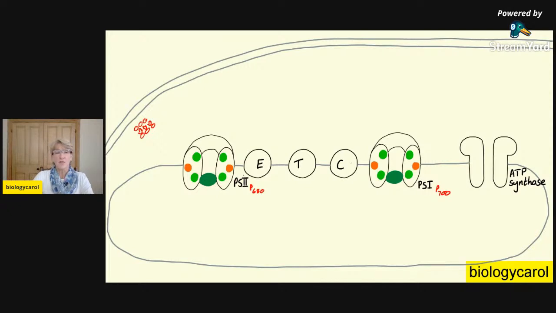Okay, where are we? What are we talking about now? Yes, we are going to deal with non-cyclic photophosphorylation first. So the making of ATP non-cyclically, in other words, in a linear form. So we are going to have light energy hitting photosystem 2.